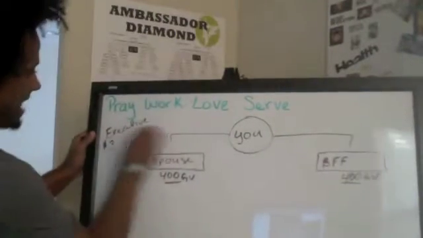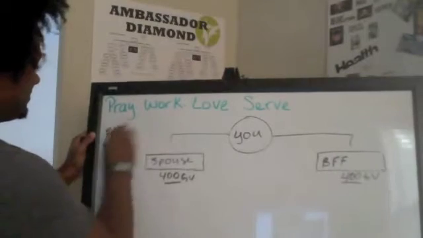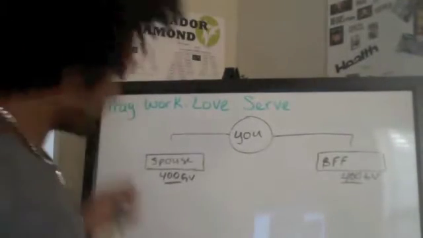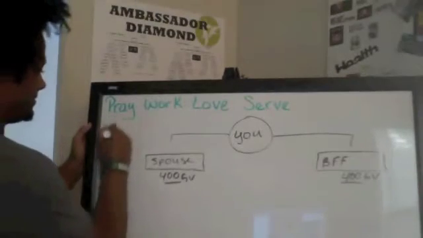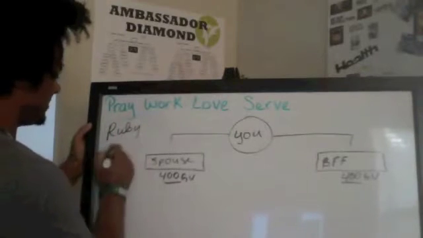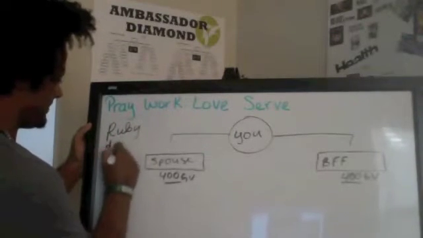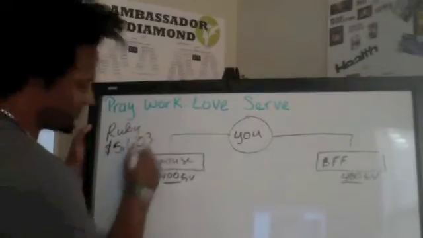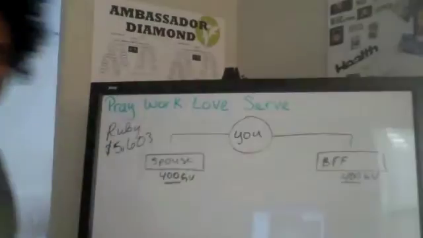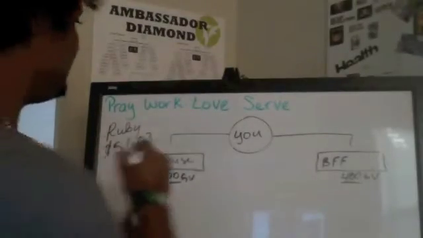So how do we get from executive to Ruby? Ruby is an average of $5,603 annually.